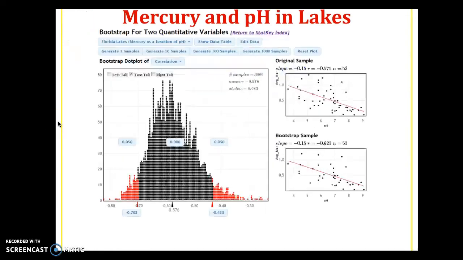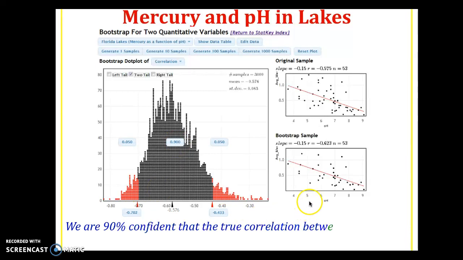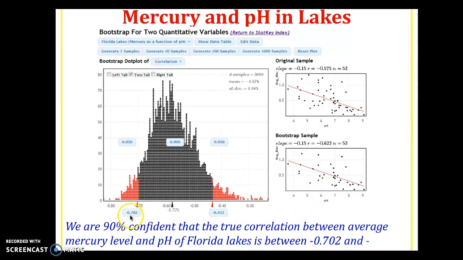I'm going to go on StatKey in a second, but we have a screenshot. We've got the original sample on the top with the original r of minus 0.575. Same as before, we're going to click on two-tail and then make that center 0.900. At the bottom right, that gives us our confidence bounds, minus 0.702 to minus 0.433. So we would say we are 90% confident that the true correlation between average mercury level and pH of Florida lakes is between these two values.